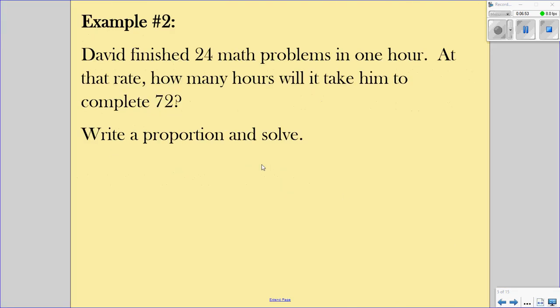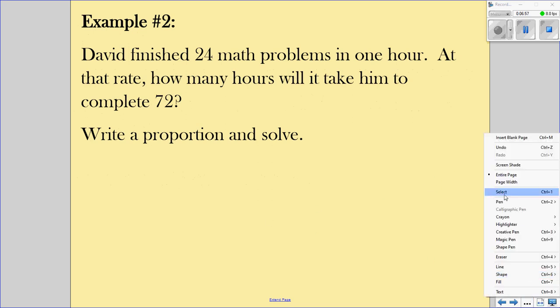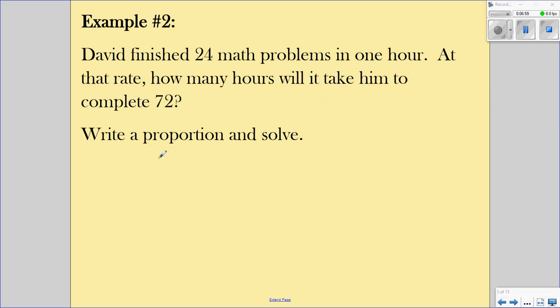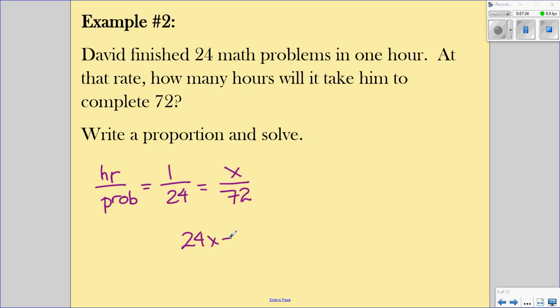Right, so now we have another one. David finished 24 math problems in 1 hour. So I'm going to write that. So we have the hour over the problems. So that's going to help me know how to set up the ratio. So it's for 1 hour, he does 24 problems. Now they want to know how many hours it will take him to complete 72 problems. So once we set it up correctly, then we cross multiply and then we solve.